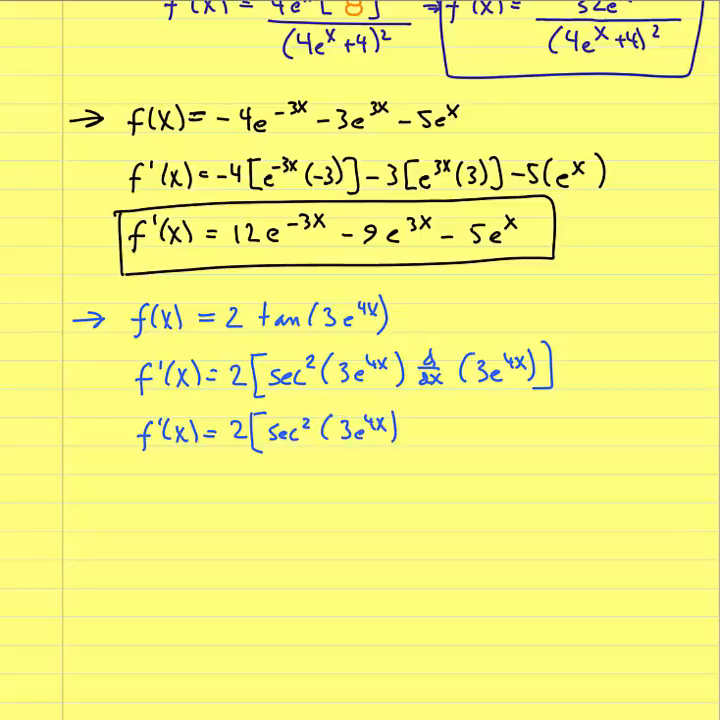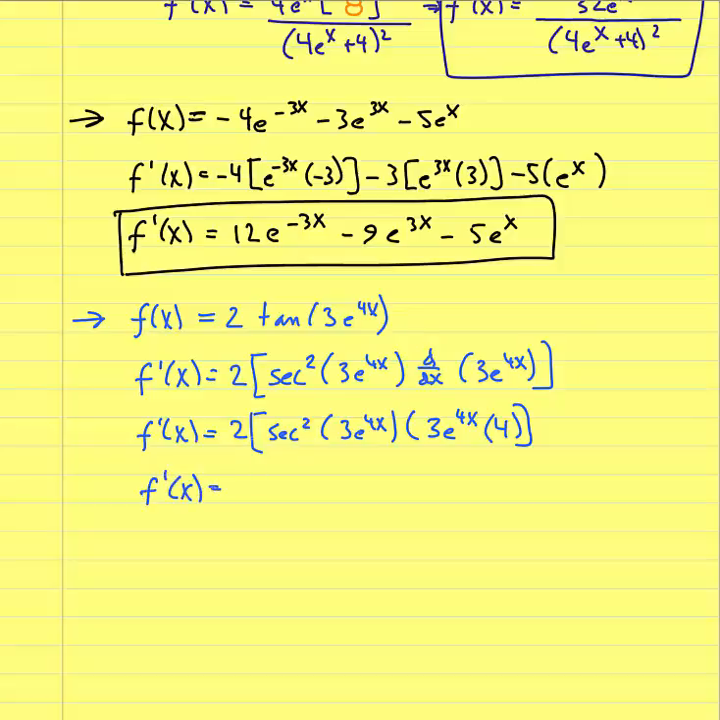Okay, so the derivative of u, and please always put parentheses around the arguments of your trig functions just so you can distinguish between what's argument and what's coefficient. The derivative of 3e to the 4x is 3e to the 4x times the derivative of 4x, which is 4.